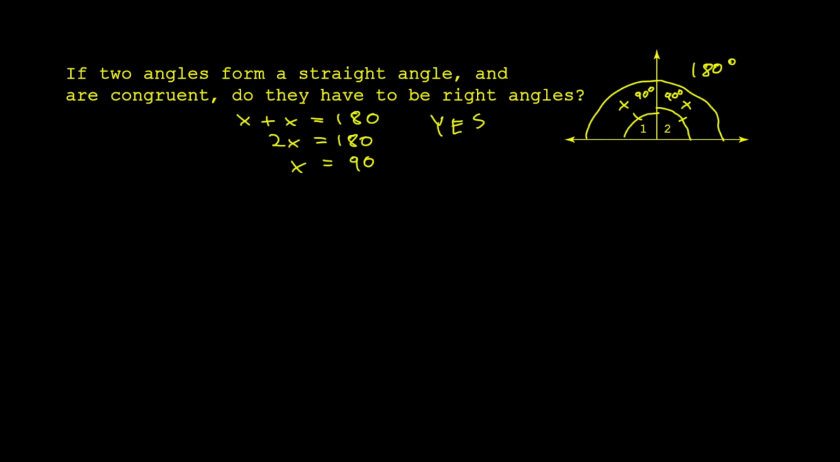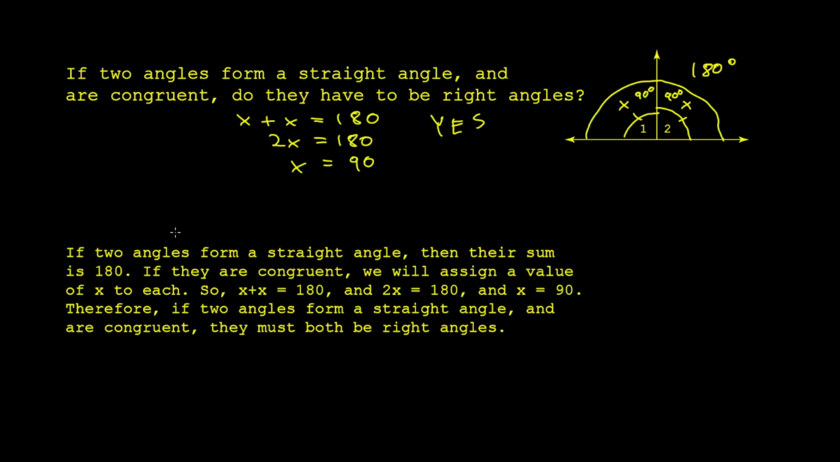So now let's uncover the paragraph proof so you can see here. If two angles form a straight angle, then their sum is 180, as we did right here. If they are congruent, we will assign a value of x to each, as we did right here. So x plus x equals 180, 2x equals 180, and x equals 90.